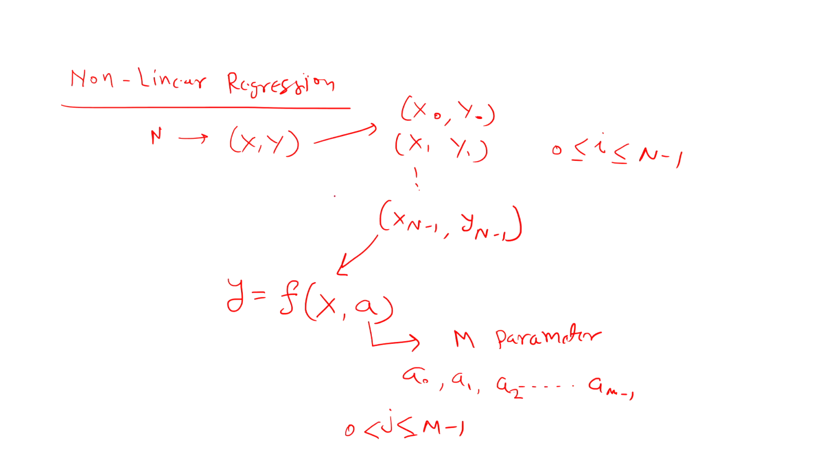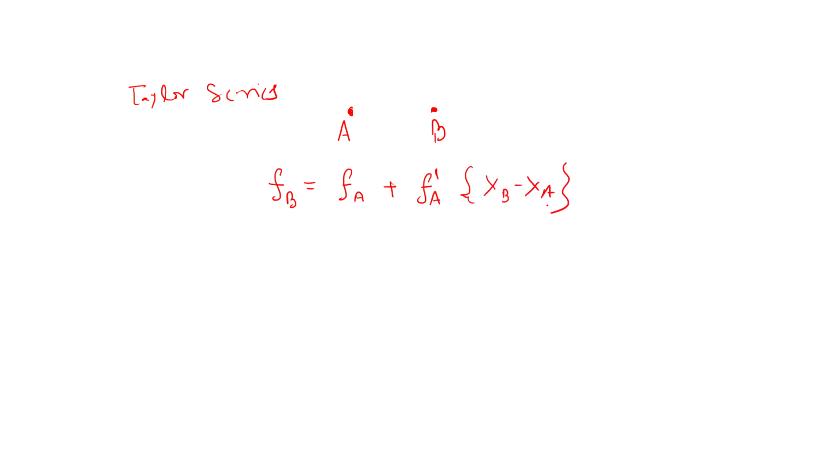So before understanding this nonlinear regression, let us go back to the concept of Taylor series. Suppose I have this point which is given as point A and I have this point which is given as point B. The function value at point B will be function value at point A plus derivative of function value at point A times x at B minus x at A. Now this is my first order Taylor series approximation.